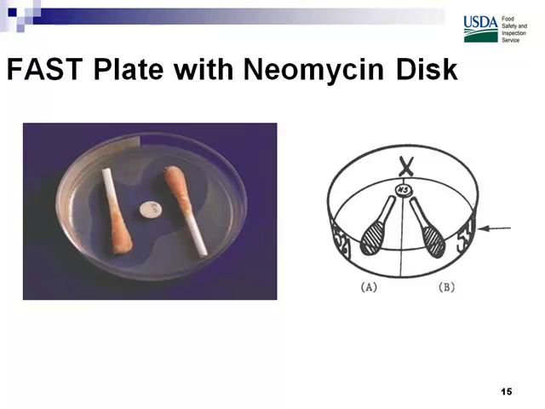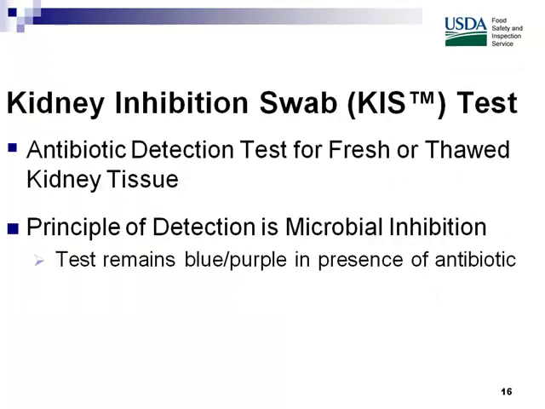And then if you have a zone of inhibition around the swabs, that's your presumptive positive that there was an antibiotic in that animal that prevented the spore growth. And so we've recently transitioned from the FAST plate, which you have to wait at least 6 hours to read, and at max 24 hours, to the kidney inhibition swab test. And it is basically the same principle as the FAST test, but it's a more rapid detection. You can detect antibiotic presence in 3 hours.